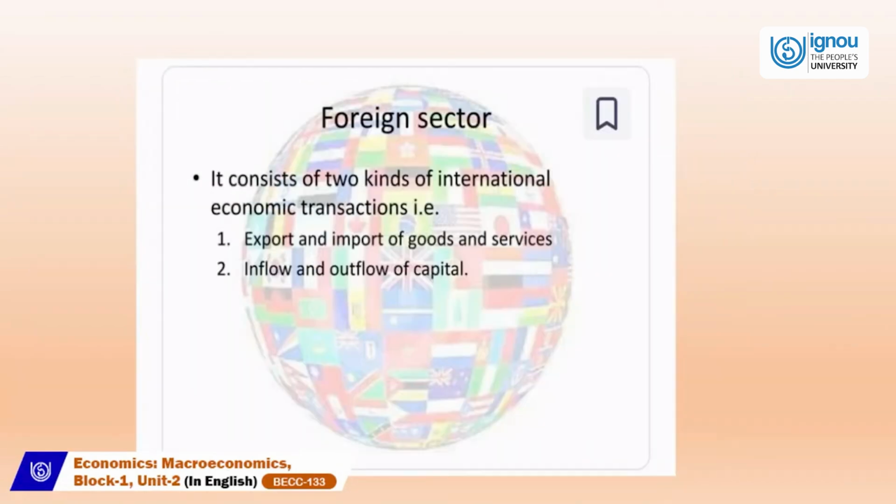The last concept is the foreign sector. When we talk about the foreign sector, we always talk about international trade. That means international economic transactions or the international circulation of income. It refers to two parts, the export and import. So that is the fifth main component of the circular flow.